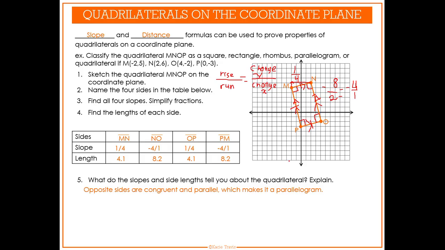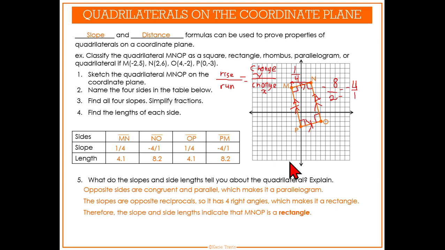So, if it's a parallelogram, there's a couple of different ones it could be. It could be a rhombus, it could be a rectangle, it could be a square. But let's be clear. A square has four equal sides, and so does a rhombus. Are all four of these equal? No. So, these slopes are opposite reciprocals, making four right angles, and because these sides are not all congruent, this makes this a rectangle. Therefore, these slopes and side lengths indicate that MNOP is a rectangle. Quite a bit of work, but we are able to do this. Let's get into this practice.